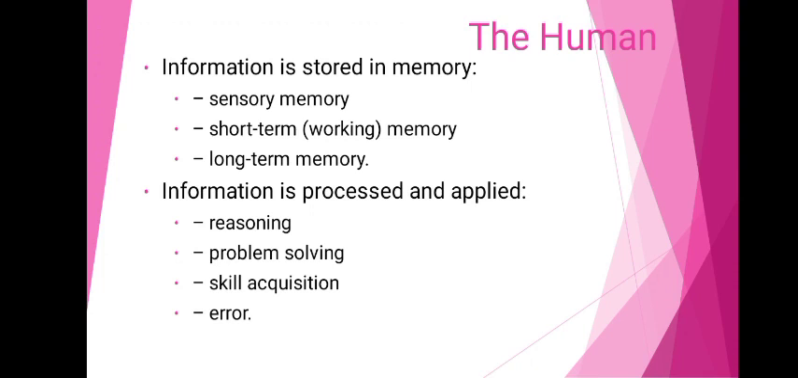Semantic memory is structured in some way to allow access to information, representation of relations between pieces of information, and inference. One model for the way in which semantic memory is structured is as a network. Semantic memory refers to memory for word meanings, facts, concepts, and general world knowledge. Information is processed and applied with the help of reasoning, problem solving, skill acquisition, as well as error.